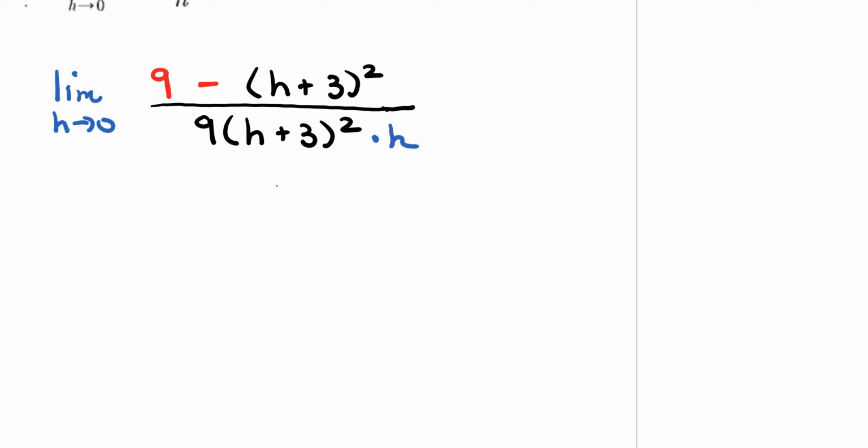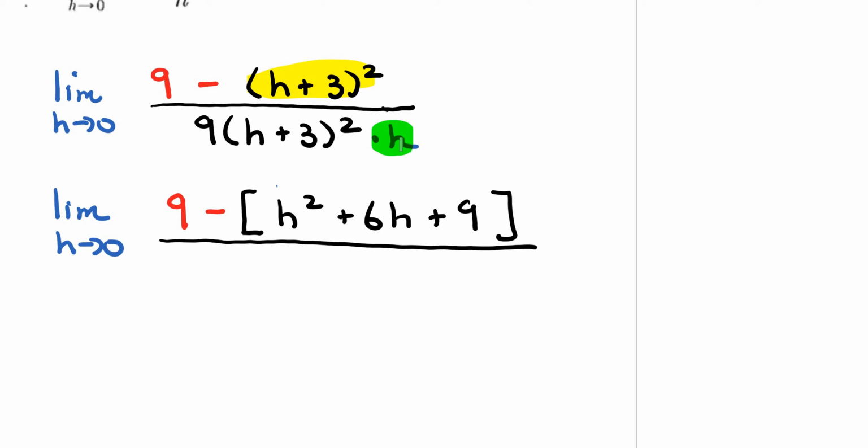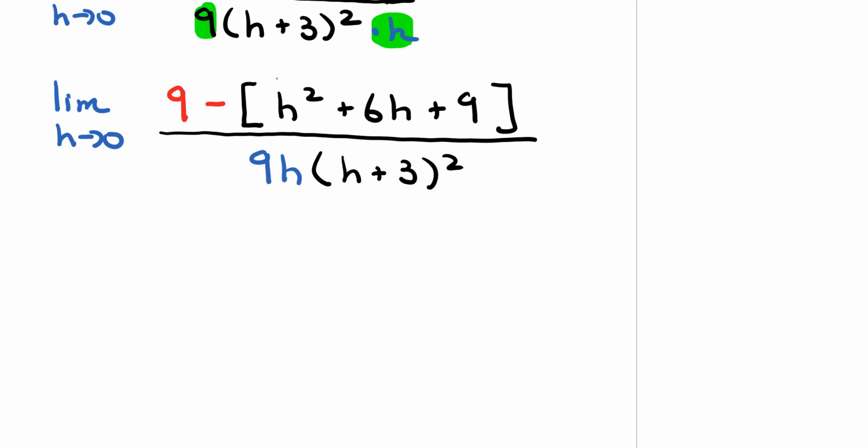Okay, so let's go ahead and continue to write the limit sign here. The limit as h goes to 0. There's a 9 here, so 9 minus, and let's go ahead and expand that square. So that's going to be h squared plus 6h plus 9. And then on the denominator here, what I would like to do is take this h right here, which I'm highlighting, and multiply it with the 9. So 9 times h is going to be 9h. And then I have a bracket (h plus 3) all squared.